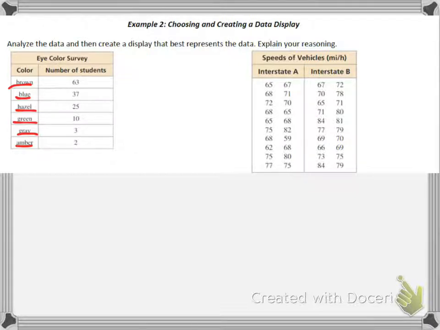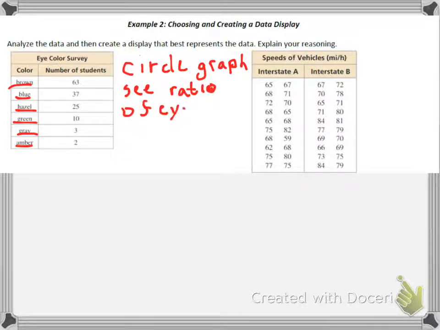So I'm going to go ahead and put right here, circle graph. Okay, that's why. And for my reason, I'm going to see the ratio of eye colors. Ratio just being how many brown do we have as compared to how many blue. And it's going to be nice and easy to see in that circle graph.